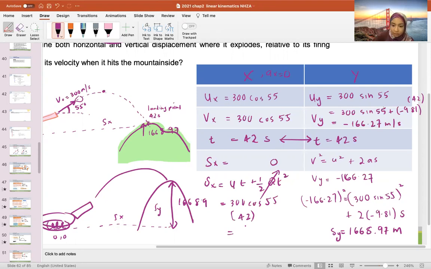So 300 cosine 55 times 42 seconds is 7227. 7227.06 meter. Okay, ada satu lagi benda yang kurang tepat kat sini. Kita punya SY ni dia ke atas ke, dia ke bawah ke kiri ke kanan ke macam mana? Sign kita betul tak? Sign kita betul ke salah?